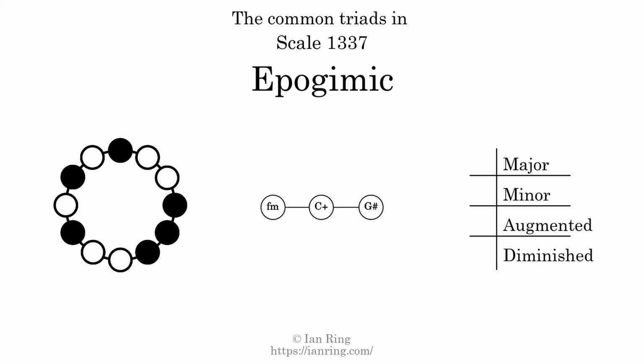010100111001. Here are the common triads present in this scale. The diagram in the center is a graph of parsimonious voice leading between triads. There is one major triad. There is one minor triad. There is one augmented triad. There are no diminished triads. Here is a Hamiltonian path of parsimonious voice leading that uses all the triads.